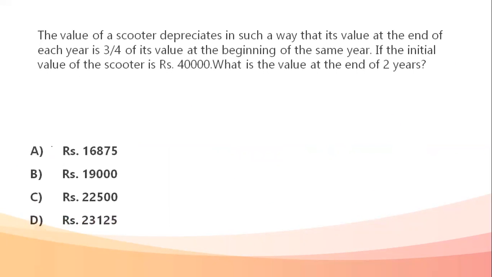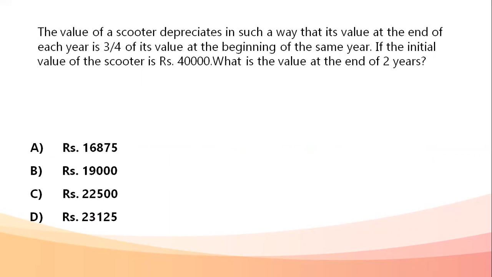Okay, next. The value of a scooter depreciates in such a way that its value at the end of each year is three-fourths of its value at the beginning of that same year. If the initial value is 40,000, what is its value at the end of the second year? A very simple question. So whatever the initial value of the scooter is, at the end of the year, the value of the scooter goes down to 3 by 4. So initial value is given already, 40,000.